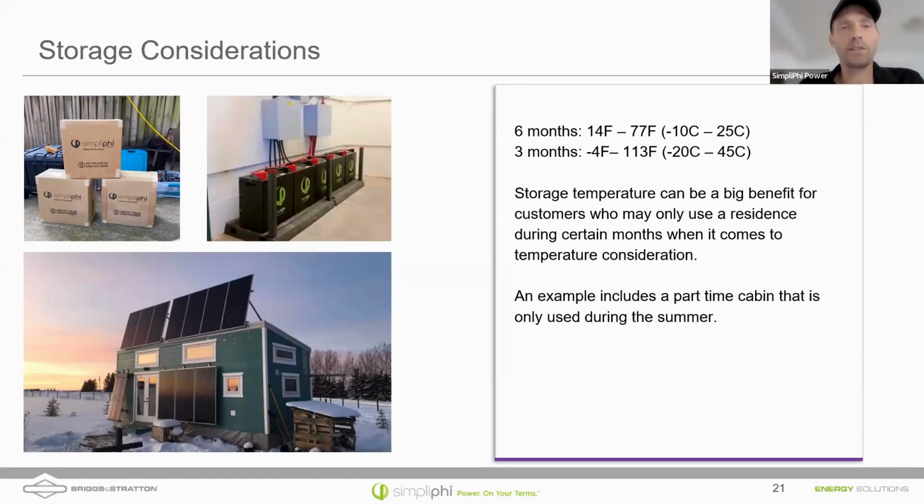You might have a system that somebody has maybe at their summer camp or their winter cabin that gets turned off during some months. And so here are some temperature considerations for your reference. If you're storing cells in typical temperatures anywhere between 14 Fahrenheit and 77 Fahrenheit, or -10 to 25 if you're on the Celsius scale, you can store them for 6 months.